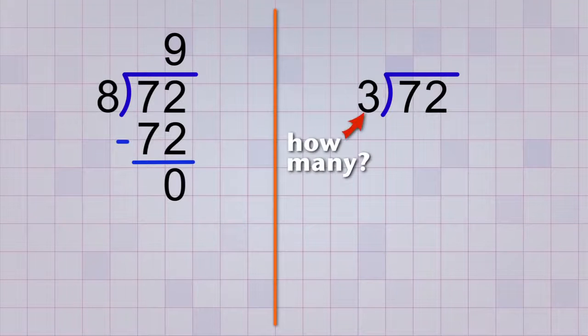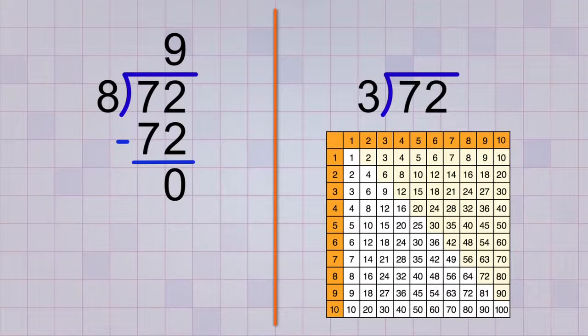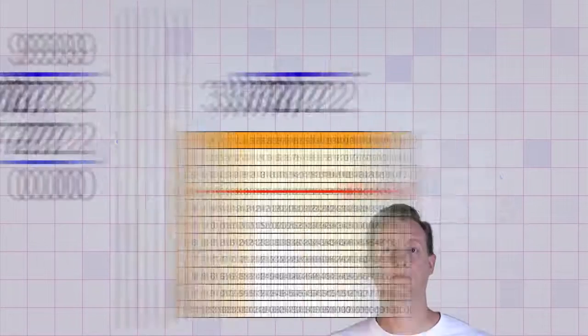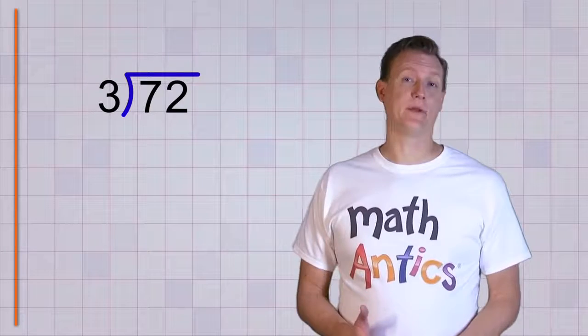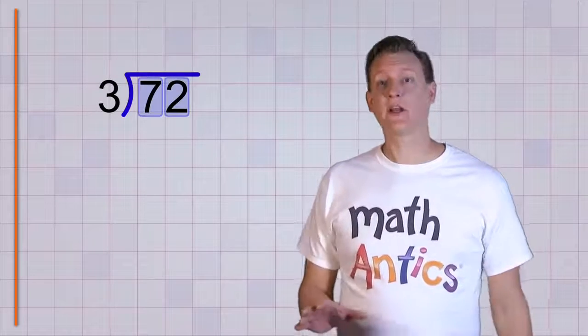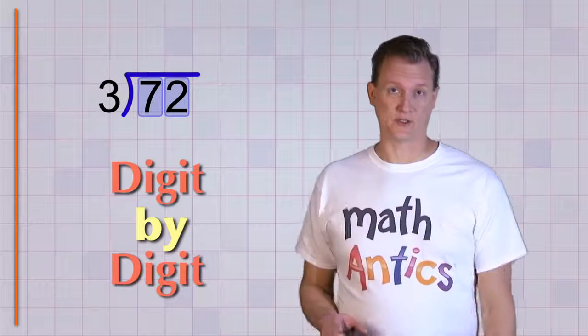If we ask how many 3s will it take to make 72, or almost 72, we can see that the answer is not on our multiplication chart. The biggest multiple of 3 listed there is 30, which isn't even close. The reason is that this should really be a 2-step problem. Let's try using the new digit by digit method we just learned.